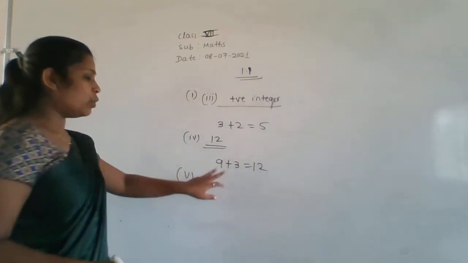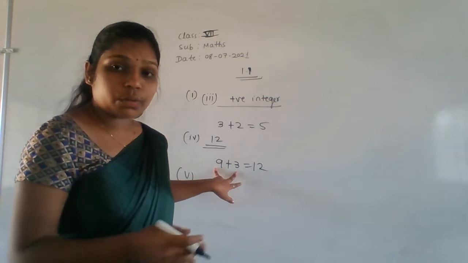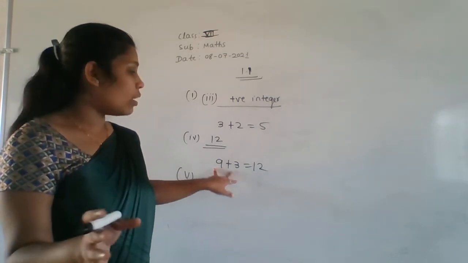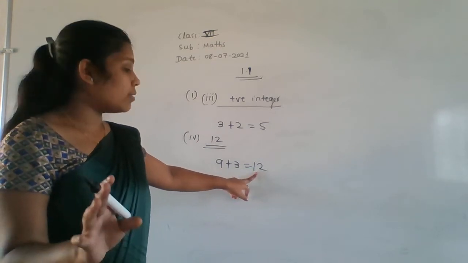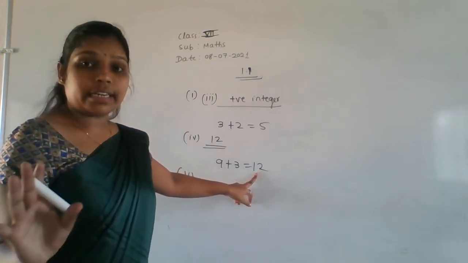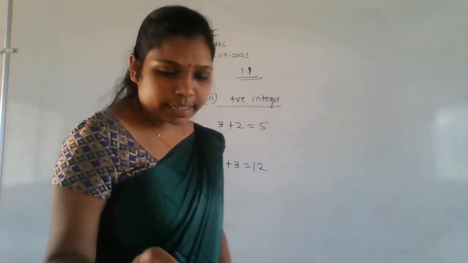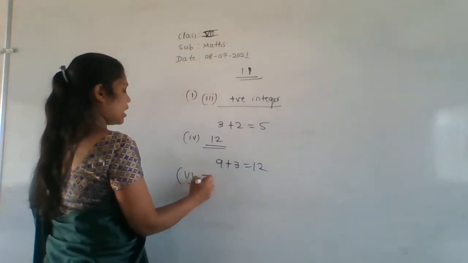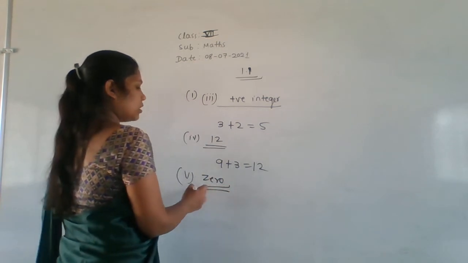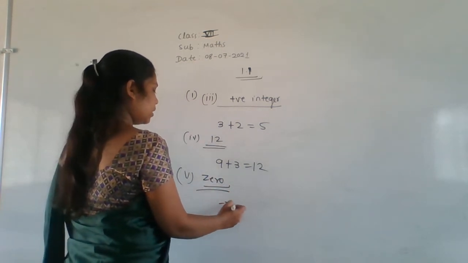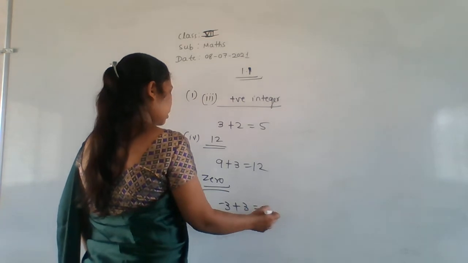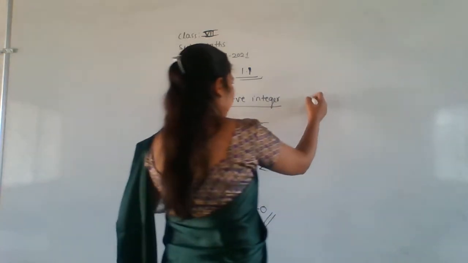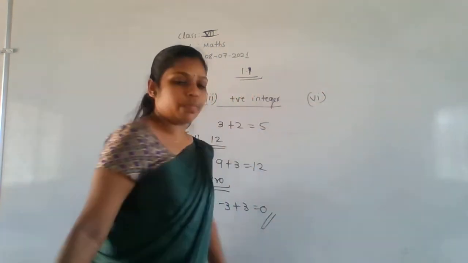You can take any two numbers here. There is no restriction to take only 9 and 3 like that. You can take any numbers, but we want the answer, the sum, as 12. Only that is our intention here. So the fifth one is 0. We want 0 as the answer. 0 is the answer means here minus 3 plus 3. Answer is 0, right? Minus 3 plus 3, answer is 0.